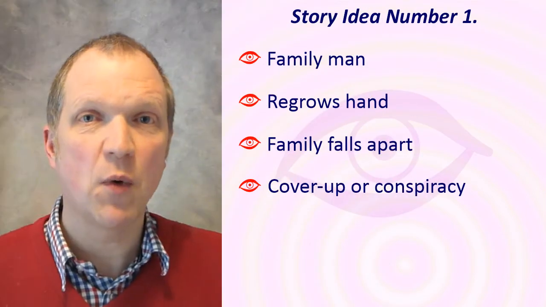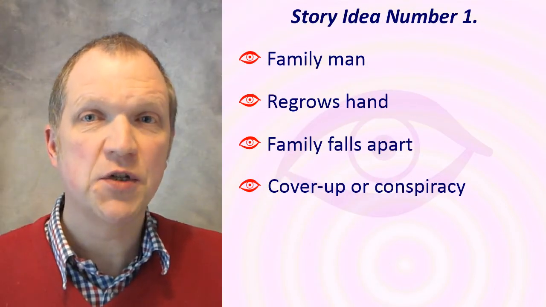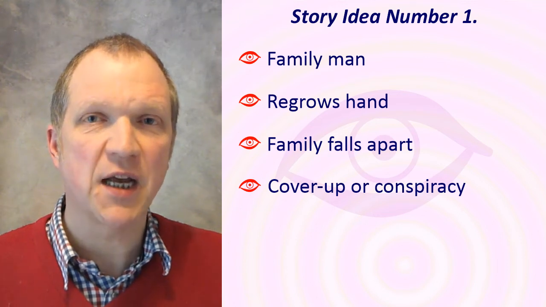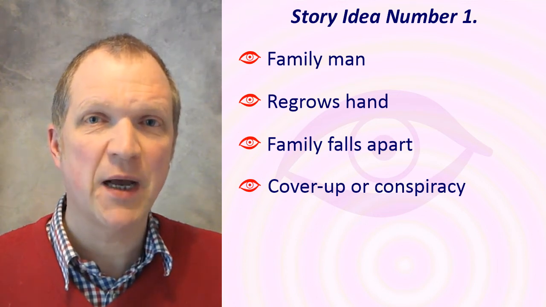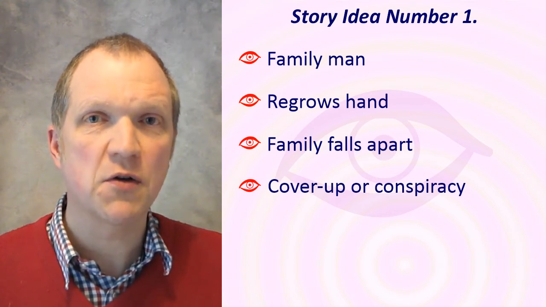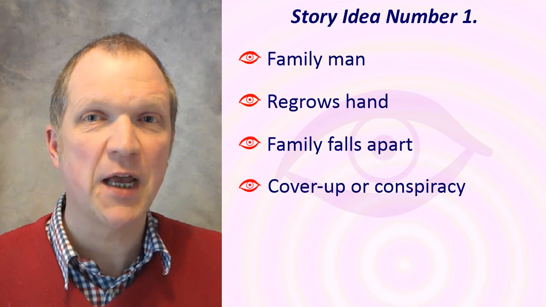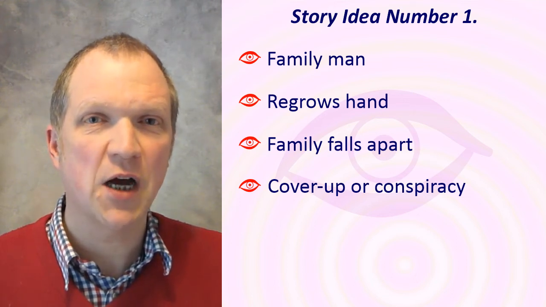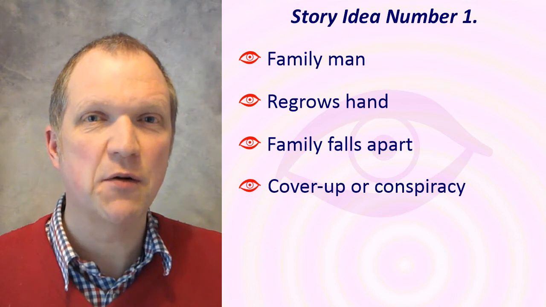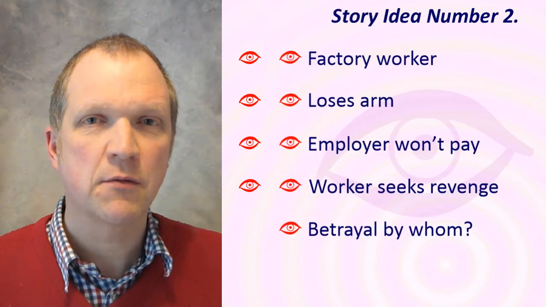Story idea number 1. A family man loses a hand in a DIY or gardening accident. He regrows his hand so he can teach his sports-mad son how to play baseball or cricket, but the treatment goes wrong somehow, changing the father's behaviour and causing the family to fall apart. The father confronts the doctor who treated him. Is the doctor part of a drug trial cover-up? Does the father expose some sort of conspiracy?